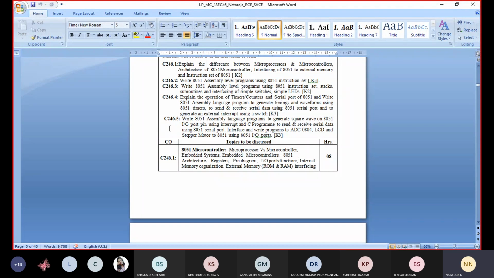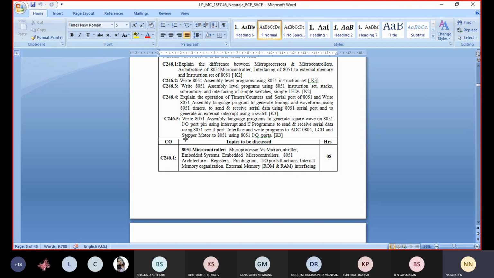And coming to the knowledge level, this is CO 246.5 with respect to 8051 assembly language programs to generate a square wave on 8051. We are going to discuss about the interrupts and input output port pin using interrupt and C programming. We are going to send and receive serial data by making use of the 8051 serial port. And also we are going to discuss the interrupt and interface and the program for ADC, analog to digital converter, as well as DAC, digital to analog converter, LCD display, and how exactly stepper motor is going to interface with 8051 with respect to the input output ports.